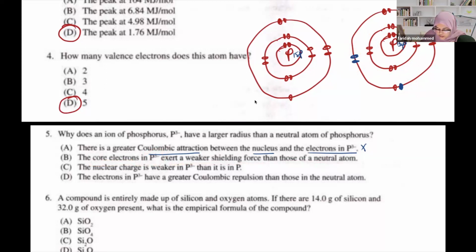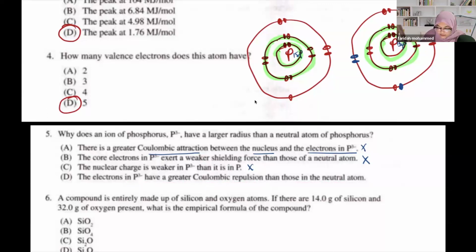Well, this sounds like if you just look at the shielding force, you would think this is right. But look carefully at the core electrons. When we talk about the core electrons, we're talking about the first shell and the second shell. If you look at both of these, the atom and the anion both have the same exact number of electrons in the core shells. So this is also wrong, because they actually have the same shielding effect in terms of the core electrons. The nuclear charge is weaker in P3 minus than in P. That's wrong too, because both of them have 15 protons, so they have the same nuclear charge. And the last one: the electrons in P3 minus have greater Coulombic repulsion than those in a neutral atom.